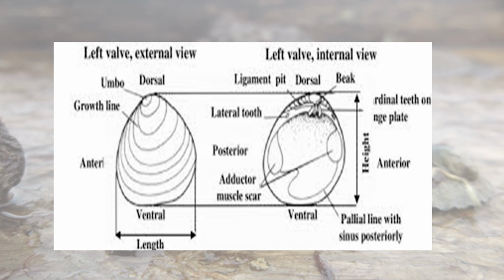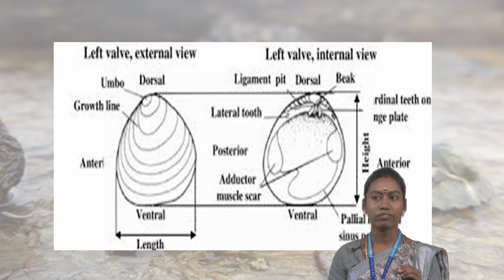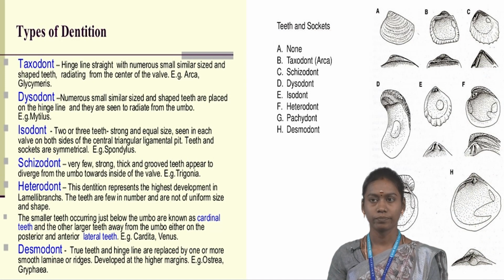After the organism died, then only we are getting the fossils. In this fossil, you can see the adductor muscle scar on both sides. The adductor muscles are connected by a curved line called the pallial line. The pallial line which has a slight depression, we can say it as the sinus, pallial sinus. That's why we are mentioning here pallial line with the sinus posteriorly.